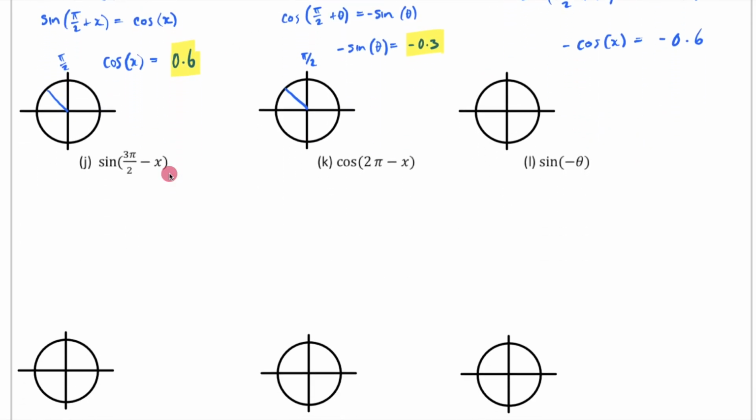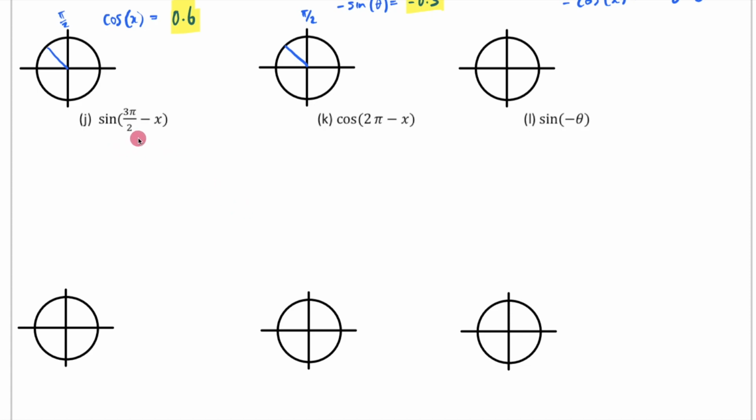Let's now answer the next question, which is this. And again, let's do this really quick. I know that I'm dealing with sine of 3 pi over 2 minus x. I know that 3 pi over 2 is here. If I'm minusing x, I'm going to be in this quadrant. So is sine positive or negative in that quadrant? It is going to be negative in that quadrant. And then I'm going to change my sine to a cos. So my answer, yet again, is going to be negative cos of x, which is equal to negative 0.6. So that is my answer to that question, negative 0.6.